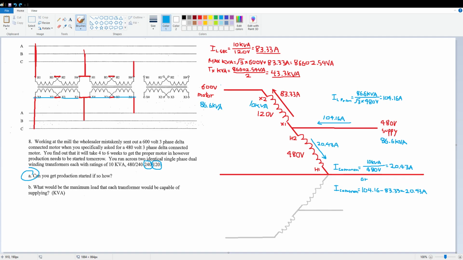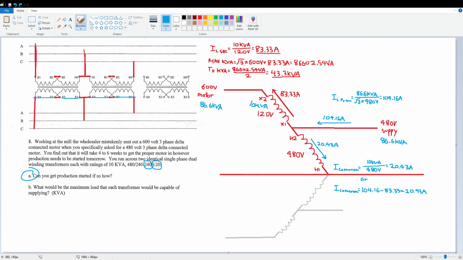All right. Now, once we found this, we pretty much just got the answer for the question, because now we know the current flowing to the motor, and we know the voltage of the motor, right? And with that, we can find the kVA. We use root 3 times 600 volts times 83.33 amps. We use root 3 because this is a three-phase motor. If you look at it like this, here's the motor, and we got one line here, one here, and here. It's a three-phase motor.